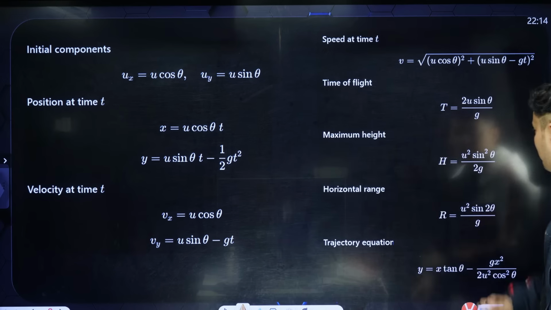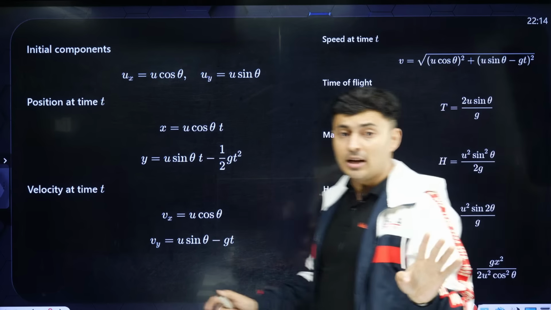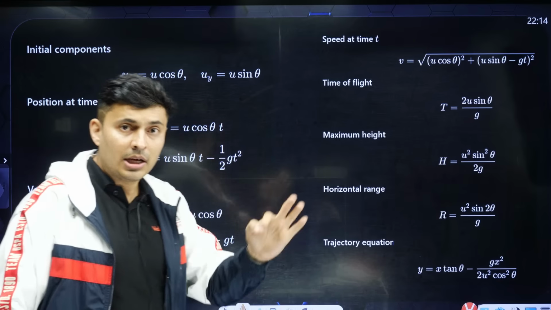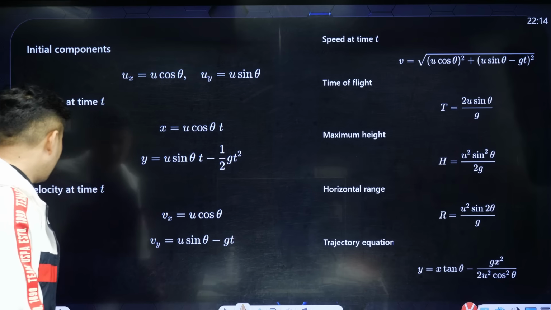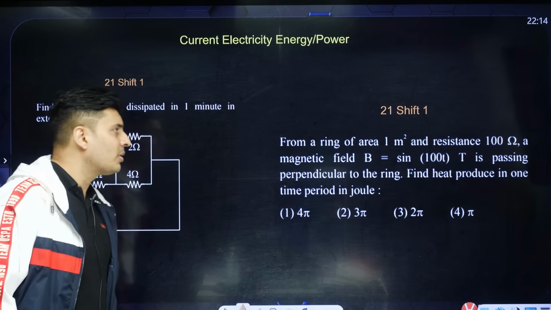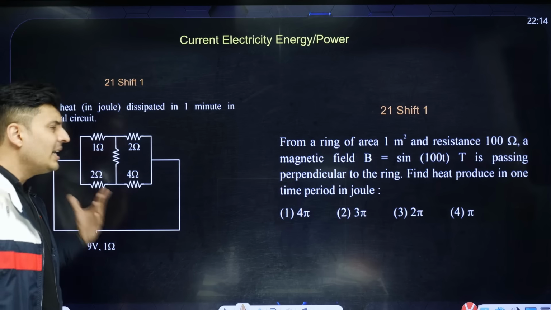Okay, cool. So my dear warriors, equation of trajectory also did not come as of now, but it might come in the tomorrow shift or in 28th January shift. Then current, electricity and energy problems, guys. Yes, so Wheatstone's bridge has come and heat problems have come.